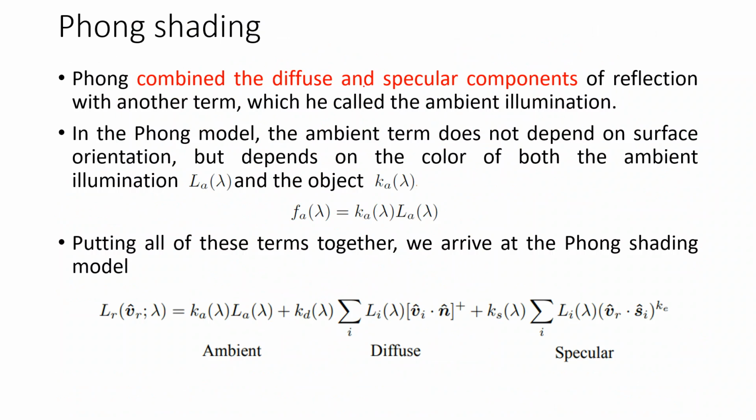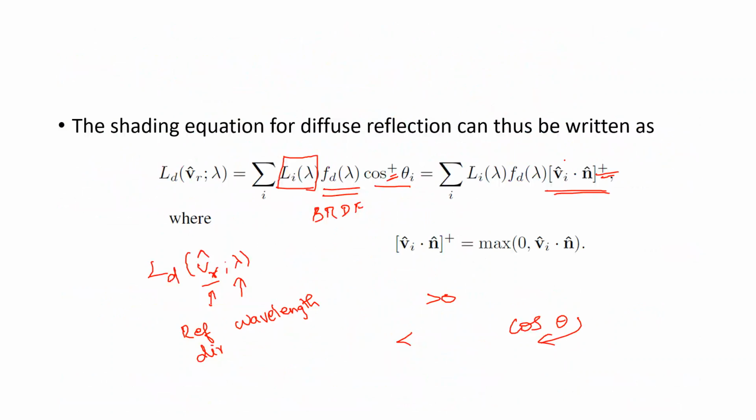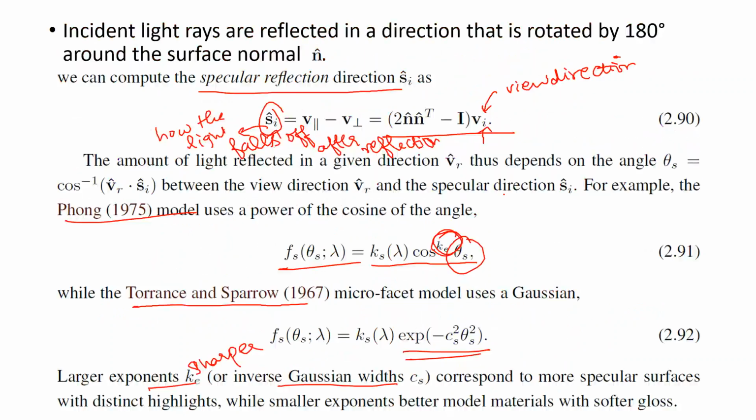Then Phong shading. Phong shading is nothing but the combination of both specular and diffuse components, as well as ambient. So ambient plus diffuse plus specular is known as Phong shading. This Ka is the ambient coefficient, Kd is the diffuse coefficient, Ks is the specular coefficient, and La of lambda represents the ambient light wavelength. And here for diffuse we know Li of lambda, Vi into n cap. This we have seen, right? So the same is represented here.